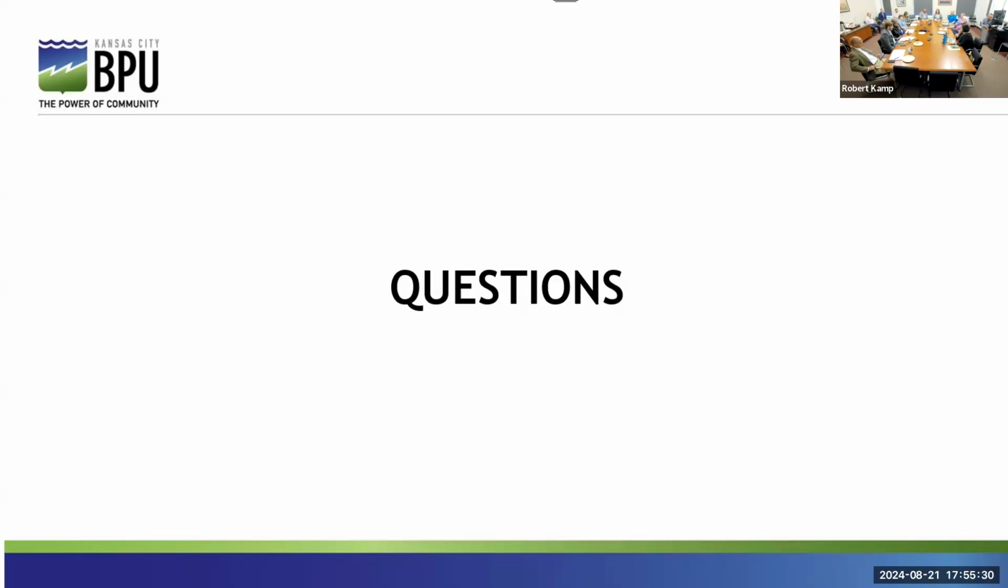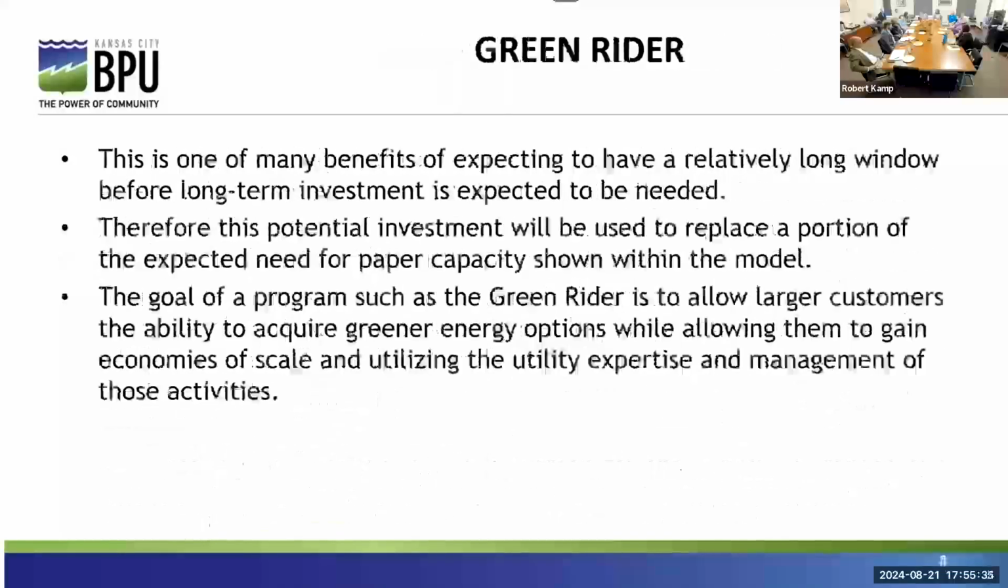And then I had a question on the Green Rider piece. In essence, would a customer that wants to participate in that, assuming for large customers, be more or less paying a premium rate to offset a capital project to provide renewable energy, or a purchase agreement, or some new source of generation that's renewable? Is that how the mechanics of that would work?